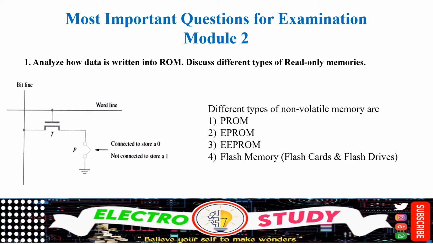And to analyze how data is written into ROM, you have to draw this diagram. At logic 0, the transistor will be connected to the ground point, the transistor switch will be closed, and the voltage on the bit line will drop to nearly 0. If it is logic 1, the transistor switch is open and the bit line remains at high voltage. Drawing this is the key point you have to write, along with the different types of non-volatile memories, that is, read-only memories. You have to explain these in detail.